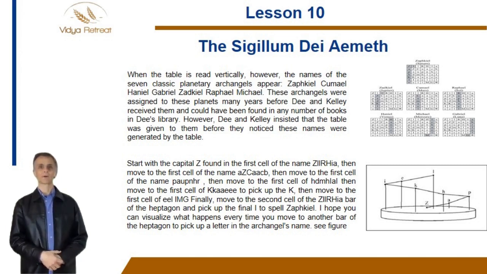Start with the capital Z found in the first cell of the name ZLL or higher, then move to the first cell of the name Azekok, then move to the first cell of the name Popper, then move to the first cell of HDMHII, then move to the first cell of KKI to pick up the K, then move to the first cell of LLMG. Finally, move to the second cell of the ZLL or higher bar of the heptagon, and pick up the final L to spell Zafkiel.